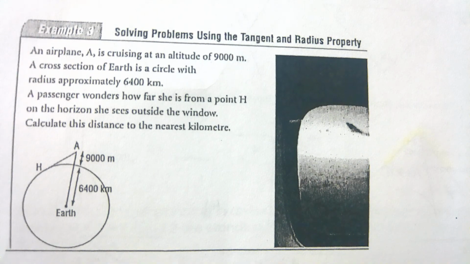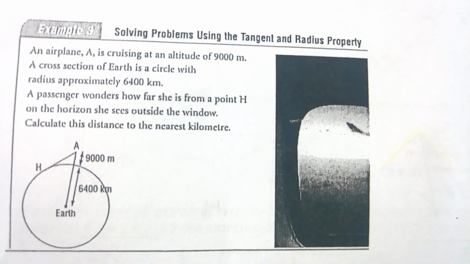The plane is flying high. What's my very first step, Emmy? I need to make a triangle. Good. We're trying to find a radius, right?